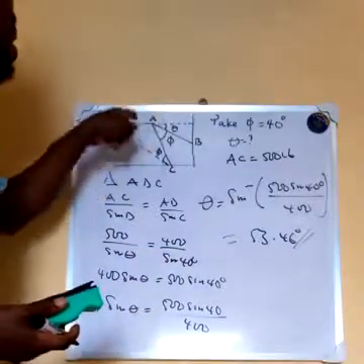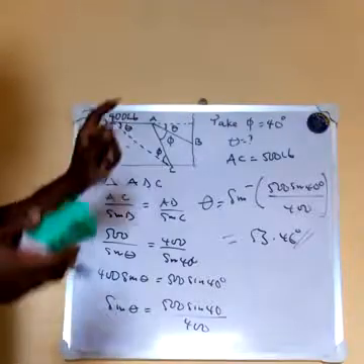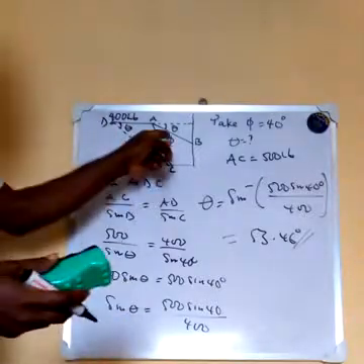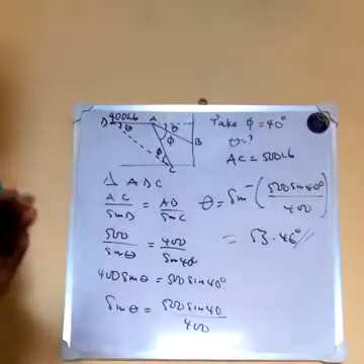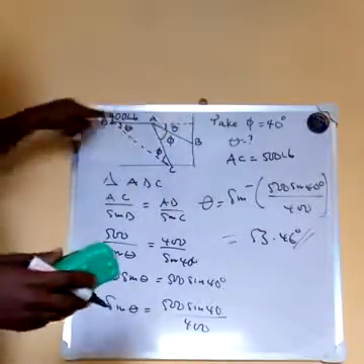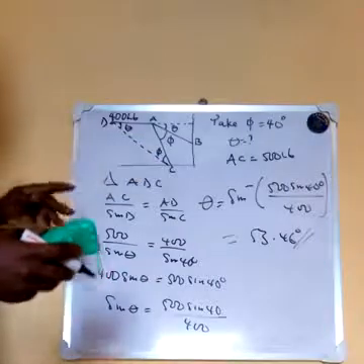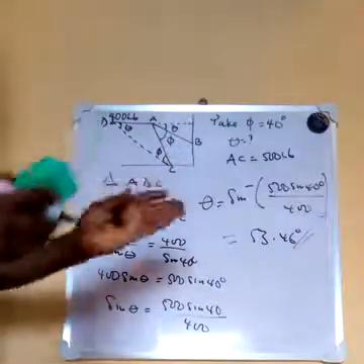So this angle and this angle, they are equal. Corresponding angle are equal. So this angle is equal to this one here. Alternate angle are equal. Why? Because this line here and this line are also parallel. So you can relate things in that order.